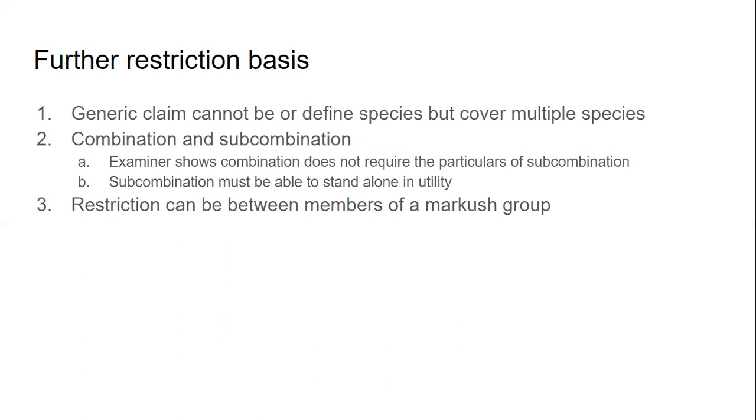A restriction can be made between the members of a Markush group. If you remember those, that's when there's a listing separated by "and" or "or," and there can be massive lists of those in an application. If an examiner sees that, they're just going to make a restriction to simplify the scope of the application. Going back to combination and subcombination, these are pretty complicated questions and theories, so I definitely recommend reading that in MPEP 800 and going over exactly what combination and subcombination restrictions are and how those are made.